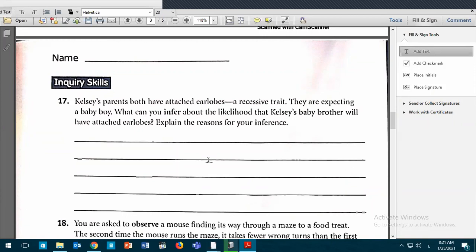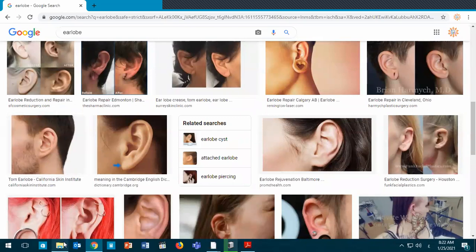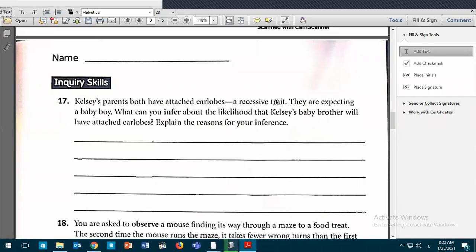So Kelsey's parents both have attached ear loops, which is the one on the left in here. This is attached, a recessive trait. So having an attached ear loop is a recessive trait. They are expecting a baby boy. What can you infer about the likelihood that Kelsey's baby brother will have attached ear loops? Explain the reasons for your inference. Do you think he's going to have an attached ear loop too? Sabine, can you hear me? Yes, the baby will have.